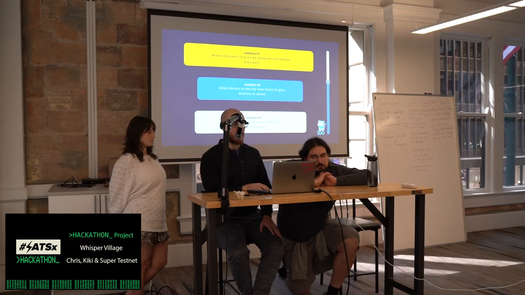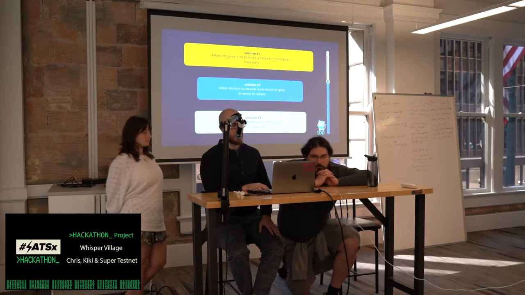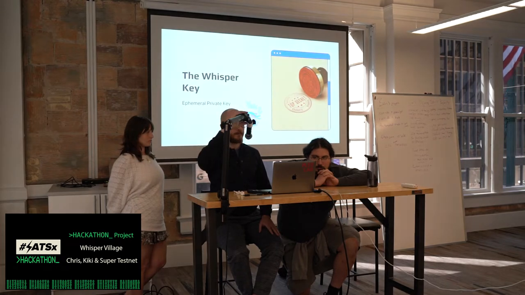Number two, allow the donors to decide how much to give directly to whom. Some people will have higher standards of proof, rather than trusting one centralized disperser. And then solution number three, which Dan will describe in a second, use whisper addresses to obfuscate sender and receiver. So, Dan.